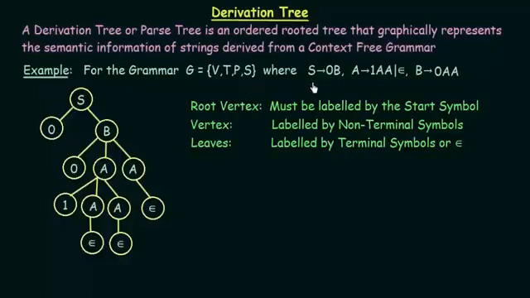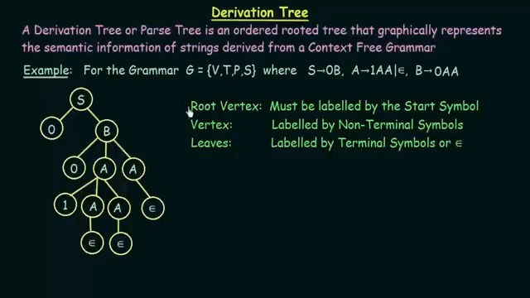And then the production rule is like this: S gives 0B, A gives 1AA, and it can also give epsilon or the empty symbol, and B gives 0AA. So here S is the start symbol, the variables are B and A, and then the terminal symbols are 0 and 1. And then for this given grammar here, this is the derivation tree that is formed. So this is how we form the derivation tree for this grammar.